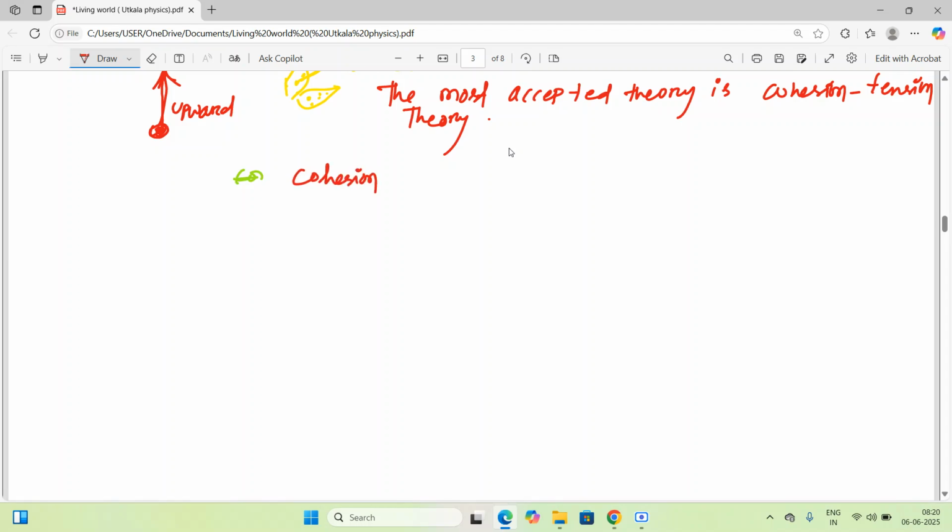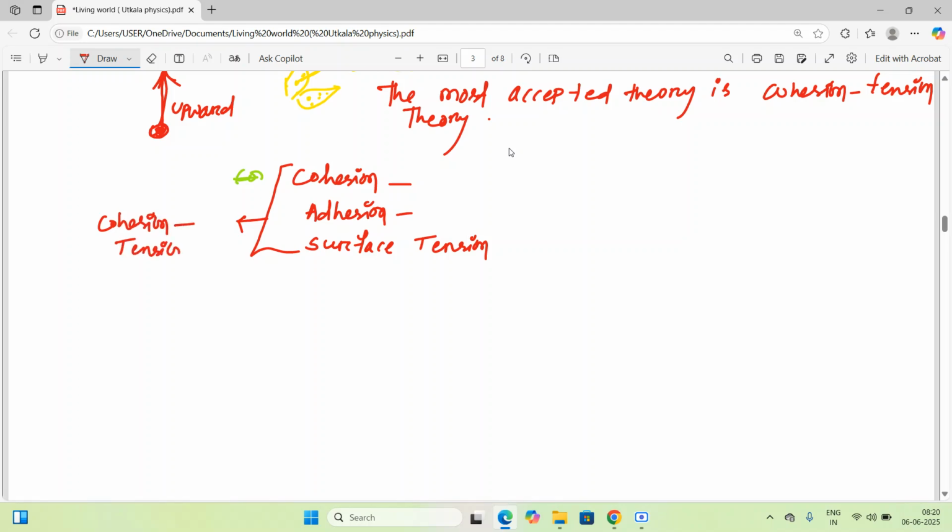Cohesion. Okay, and we will study about the adhesion and surface tension. That is called the cohesion tension theory. Okay.